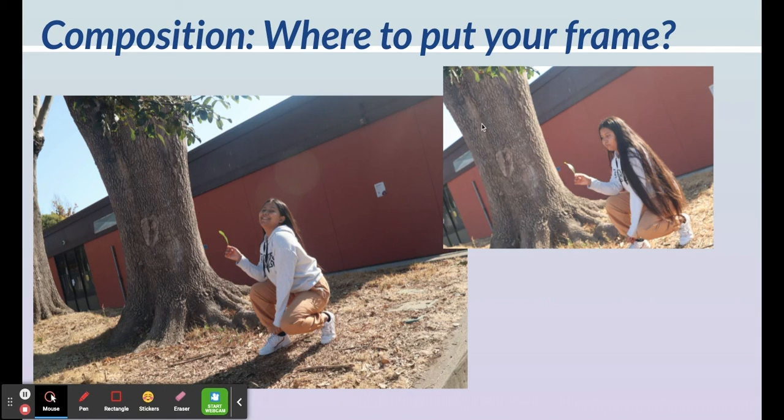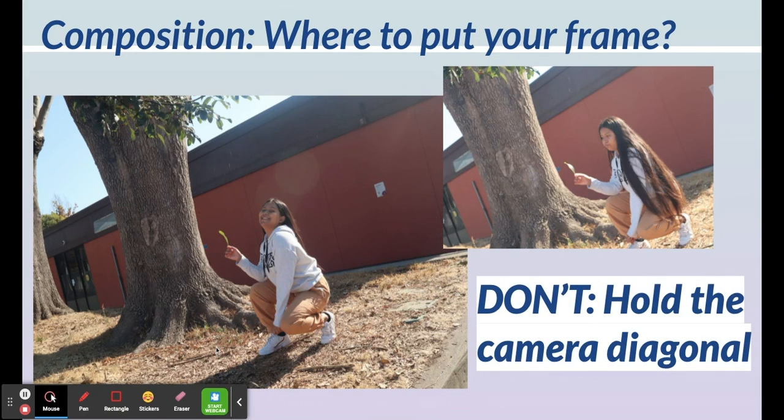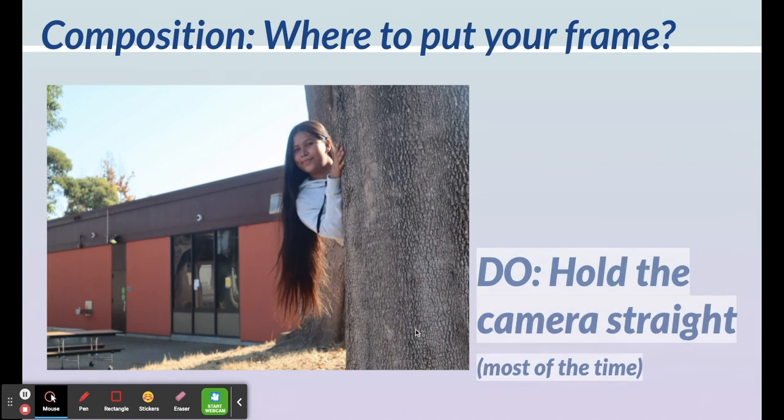I got one more for you guys. It is to please hold your camera straight, not at a diagonal. You can see in these photos, the camera is being held at a diagonal. Diagonal means like this. Okay? Don't do that. This one, this too, diagonal. Please hold your camera straight. In this photo, instead, we are holding the camera straight.